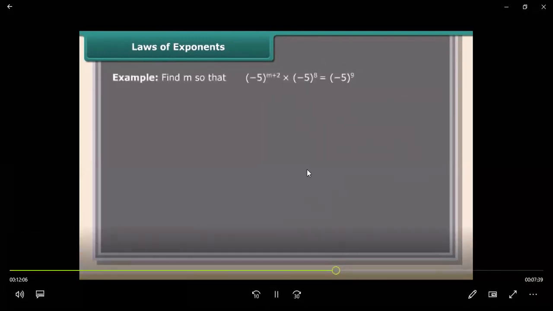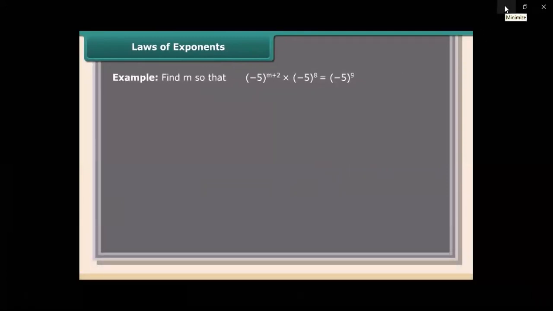One more example, such type of questions may appear for you. In this case we have to find the value of m such that the expression is given as negative 5 raised to the power m plus 2 into negative 5 raised to the power 8 is equal to negative 5 raised to the power 9. So on the left hand side, we can observe that the base is the same, so we can add the powers. It can be written as negative 5 raised to the power m plus 2 plus 8. So it becomes negative 5 raised to the power m plus 10, equal to negative 5 raised to the power 9.